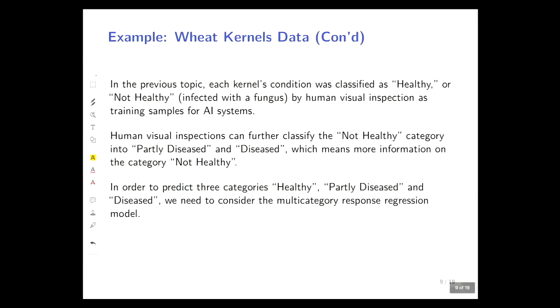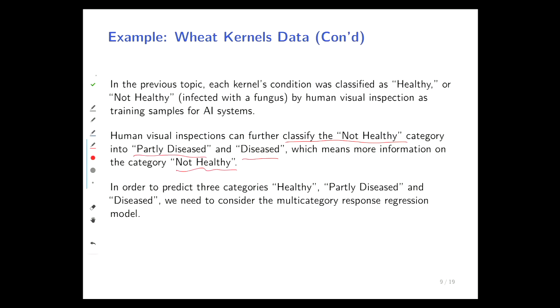So that's this model, and let's talk about a real example to help you understand this model better, because this model is new for you. This example is the same. What's different here is that we further classify the not healthy category into two categories. The first one is partly diseased, and the second one is diseased. So in that case, we have more information on the category not healthy.